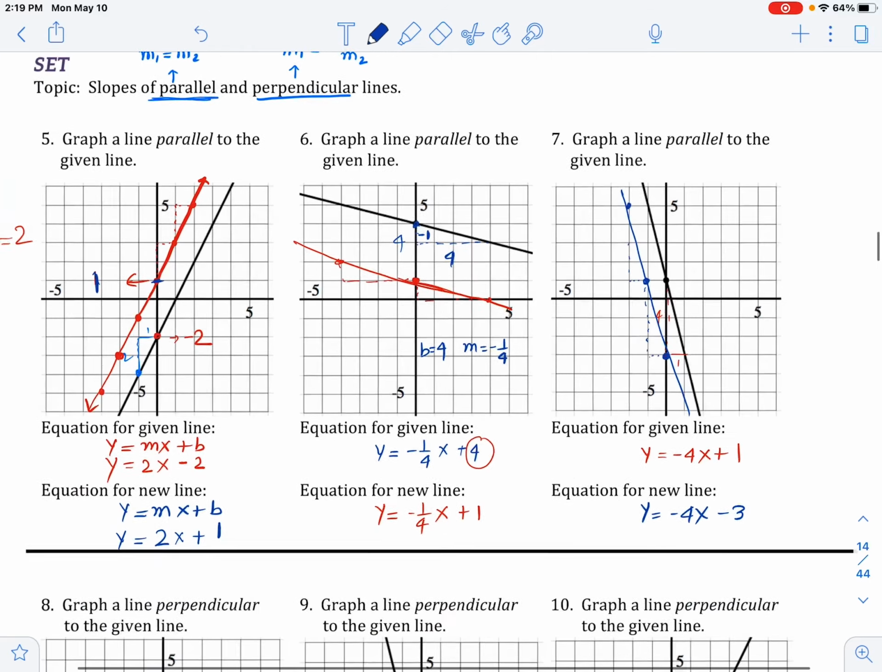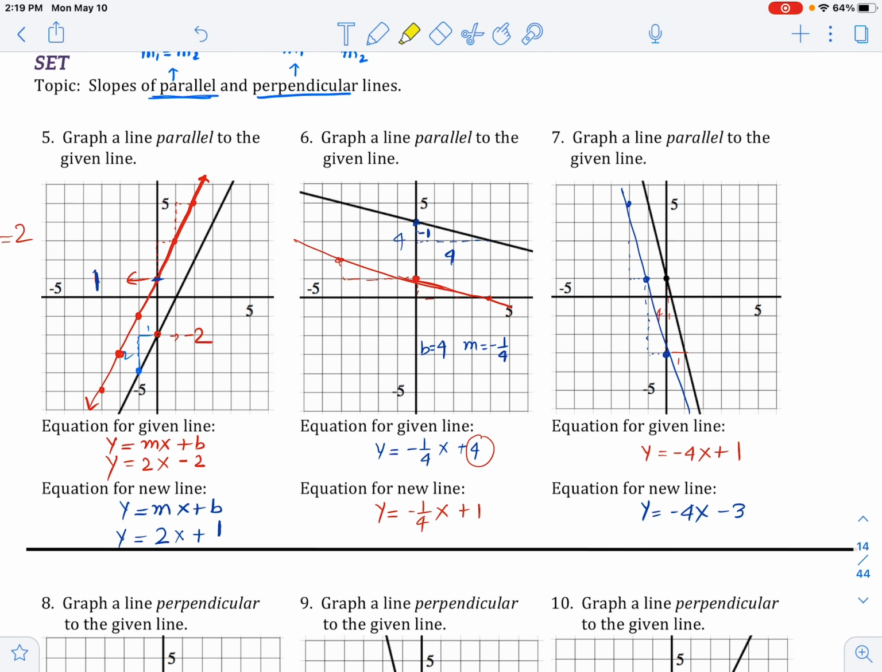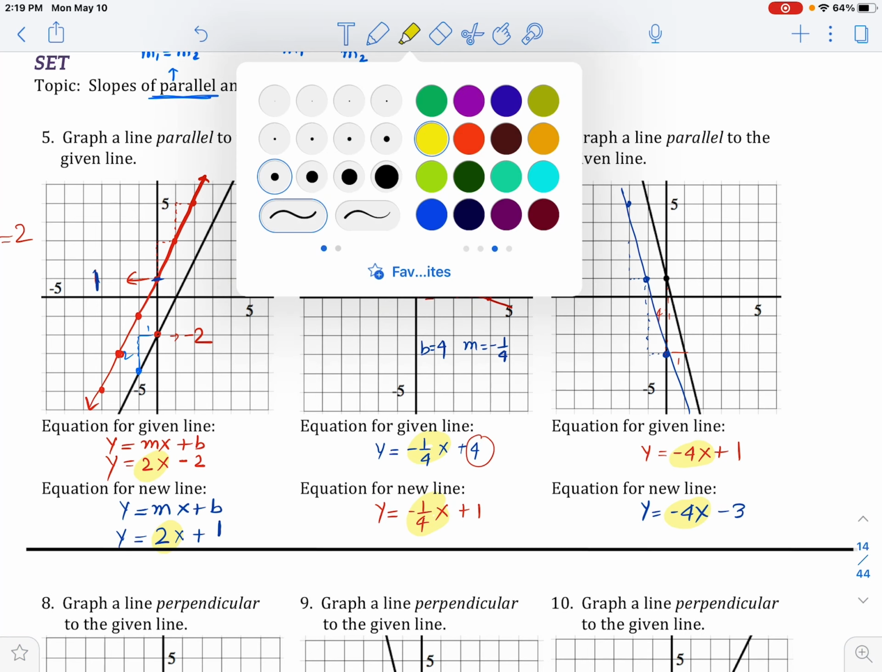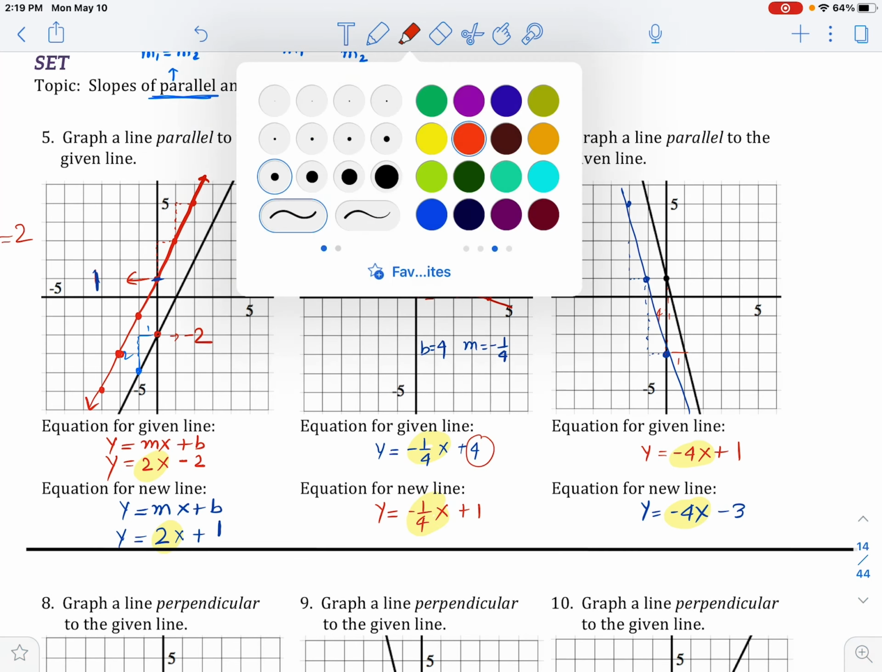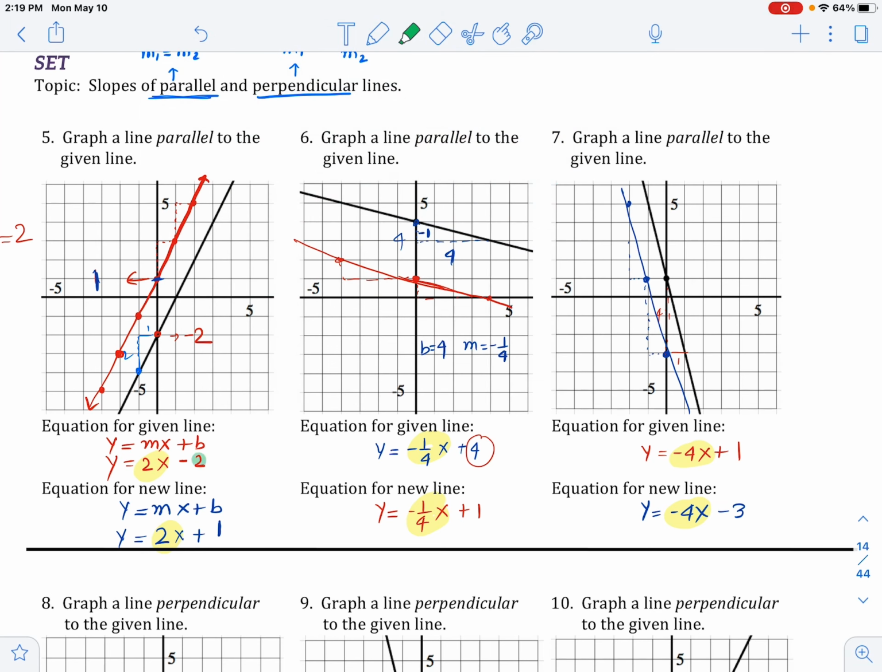So you can see in all the three equations what is similar. This 2x part is same because they have the same slope. The slope part is the same. Only the part that is different, let me change the color, is this one. The y-intercept is changing only. Rest of the things are same.